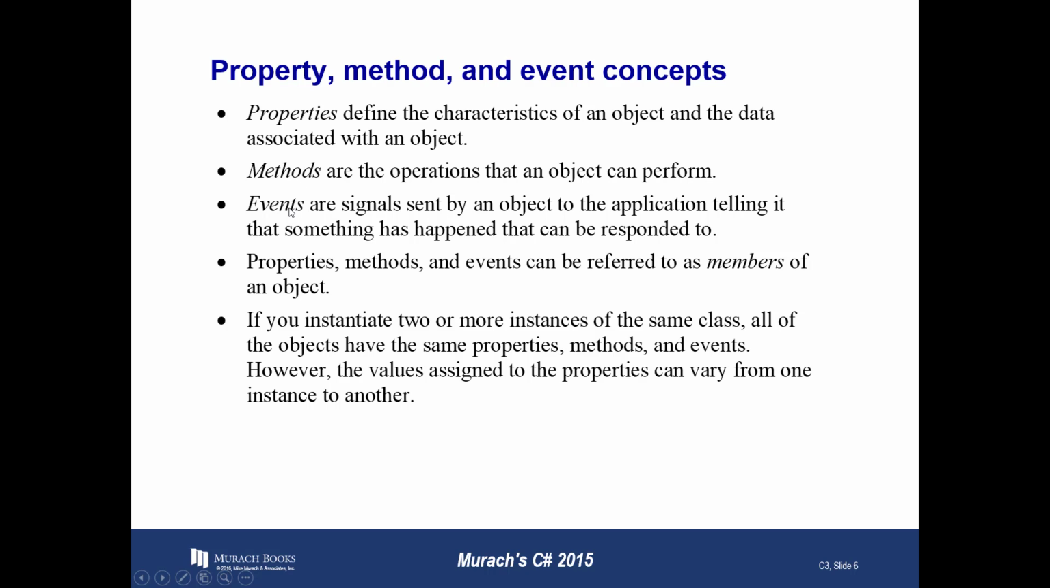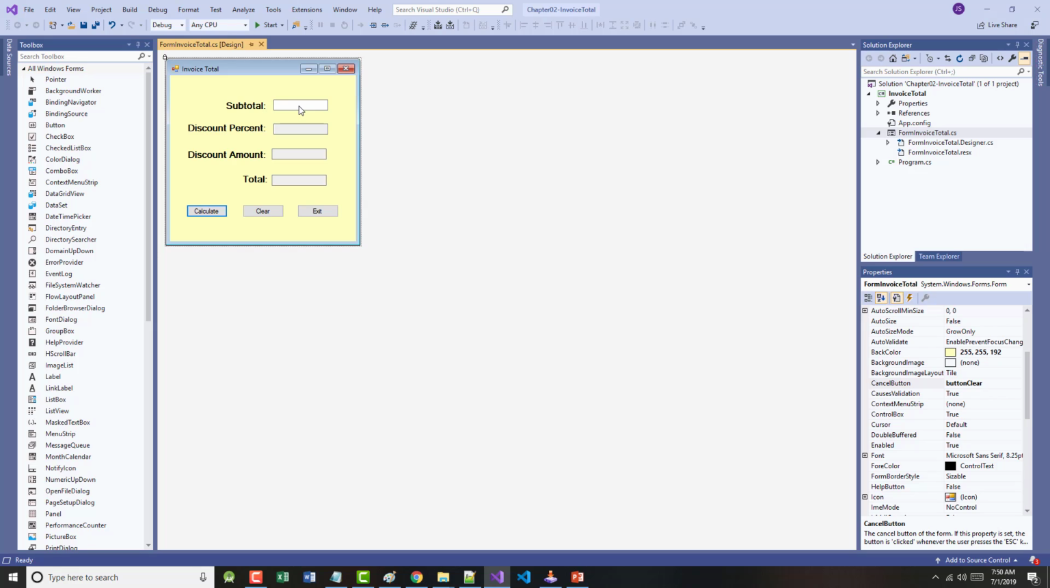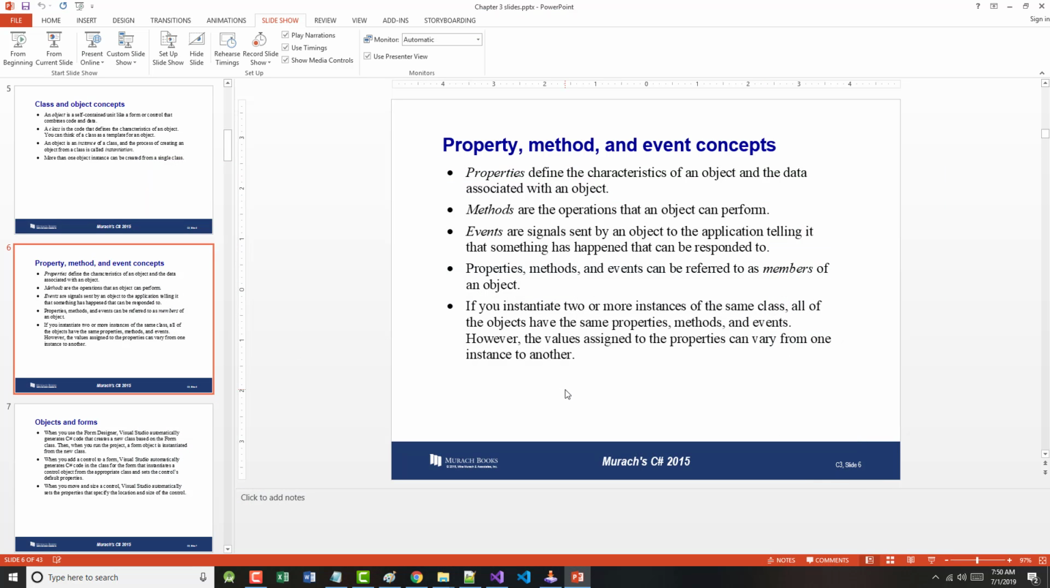Then you've got events. Events are signals sent by an object saying something has happened and we want to respond to it. Now that you should actually understand, because as an example, when we put 225 here and we click calculate, we want the system to respond to that input event that we put in there.